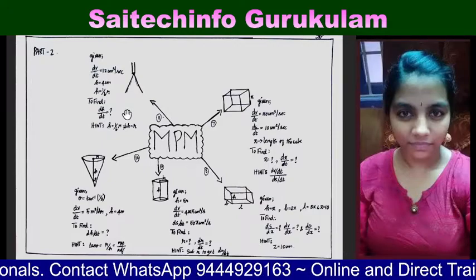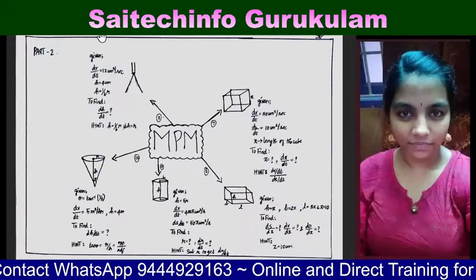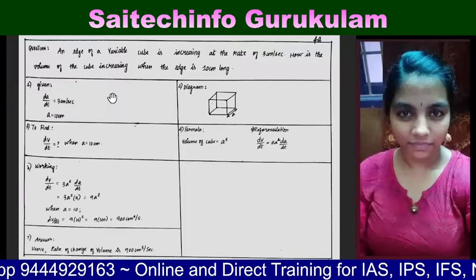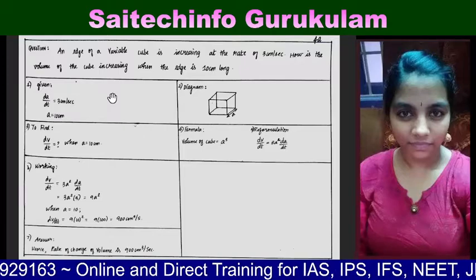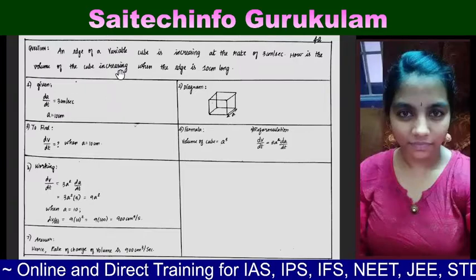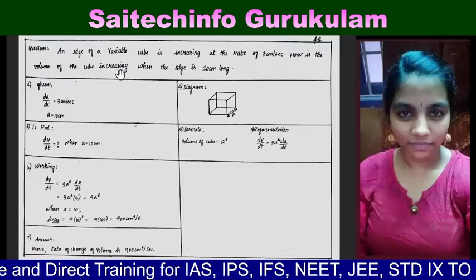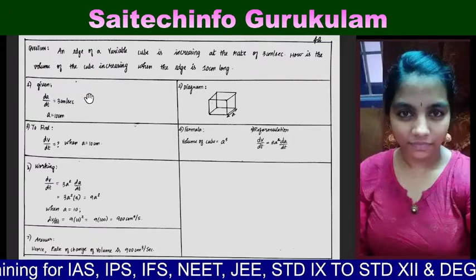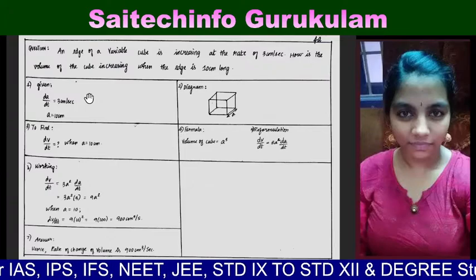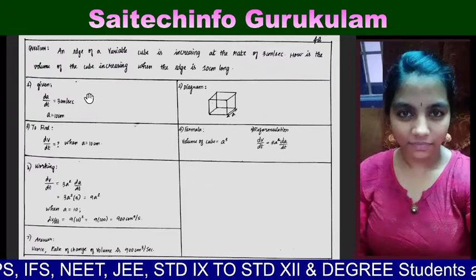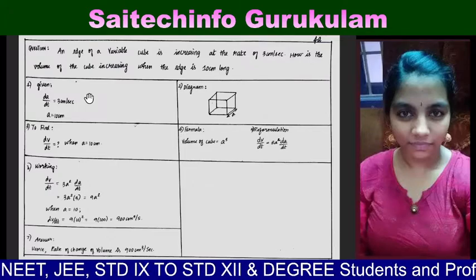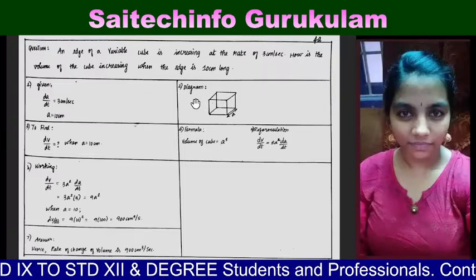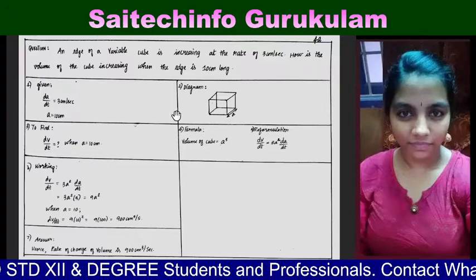Now let's see some example problems based on MPM. Question 1. An edge of a variable cube is increasing at the rate of 3 cm per second. How is the volume of the cube increasing when the edge is 10 cm long? So from the question we are taking the given data. The da by dt is equal to 3 cm per second and edge length a is equal to 10 cm. Here I have just shown a cube with edge length a. To find dV by dt when edge length a is equal to 10 cm.